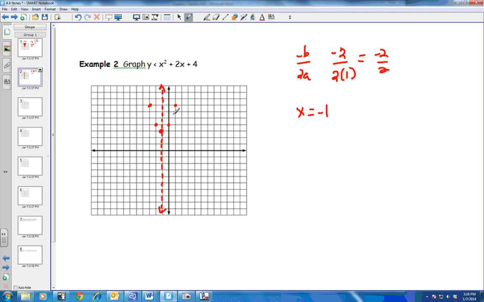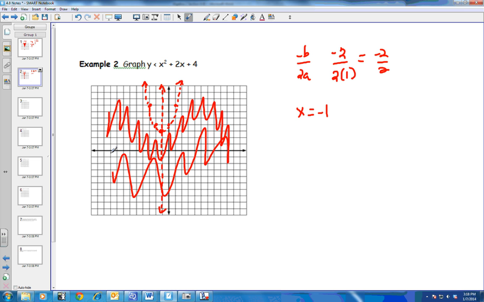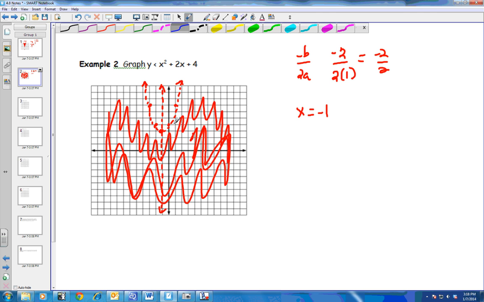So now I can get the basic form of my parabola. Again, it's going to be a dashed line. This time it's less than, so it's going to be shaded underneath. Now, I could check my answer. I could pick any point at all in this shaded region.